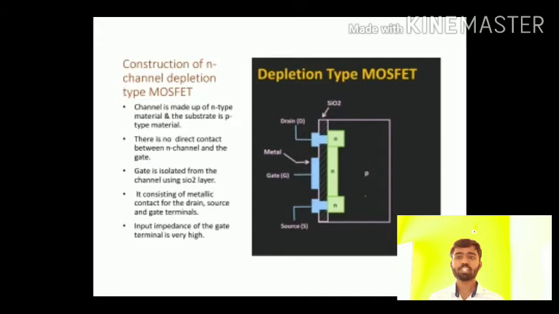So if you see the structure of a MOSFET, then it consists of metallic contacts for the drain, gate and source terminals, then the insulating layer and the conducting channel, which is made up of semiconductor material, and that is why this MOSFET is known as metal oxide semiconductor field effect transistor. Now, due to this insulating layer, there will not be any flow of current through this gate terminal, or we can say that the input impedance of the gate terminal is very high. Due to this, MOSFETs are used in applications where minimum power is required.